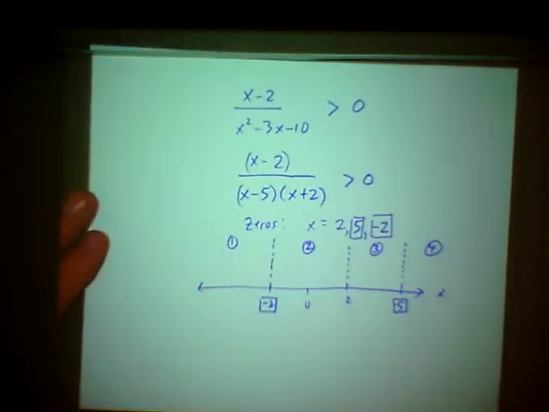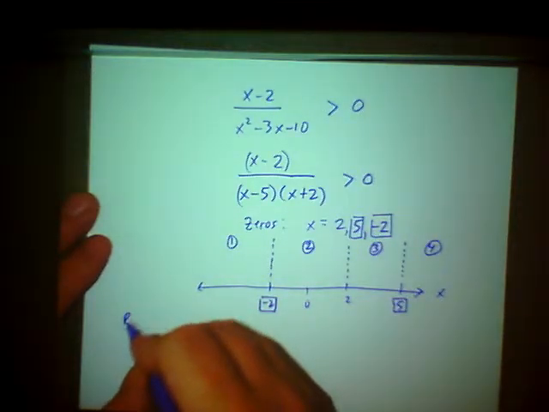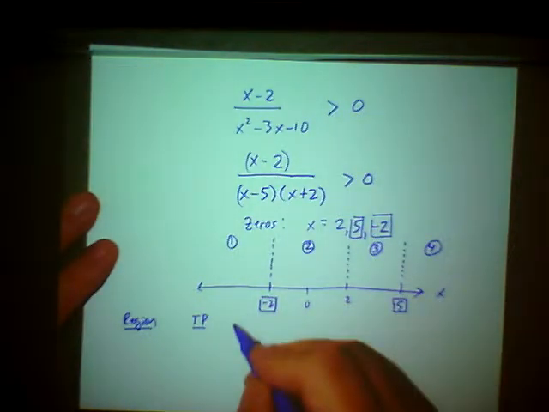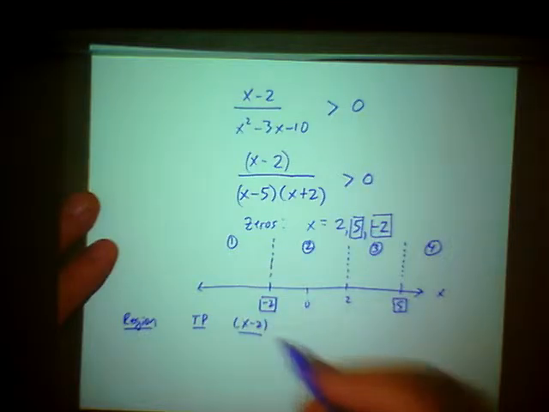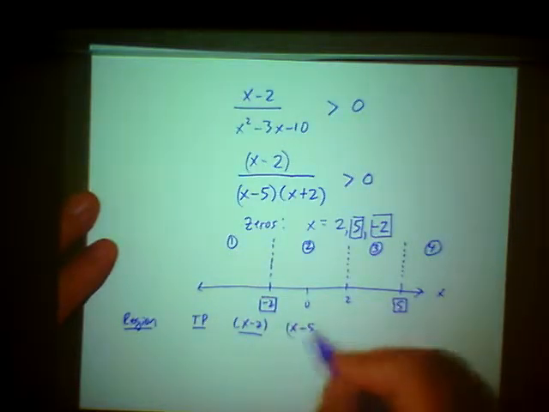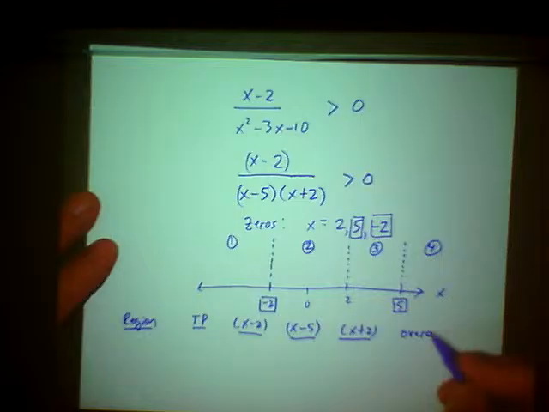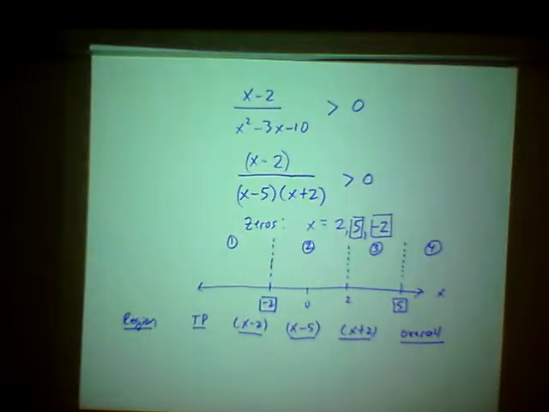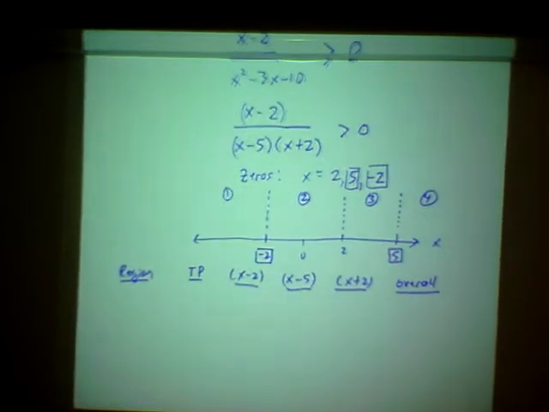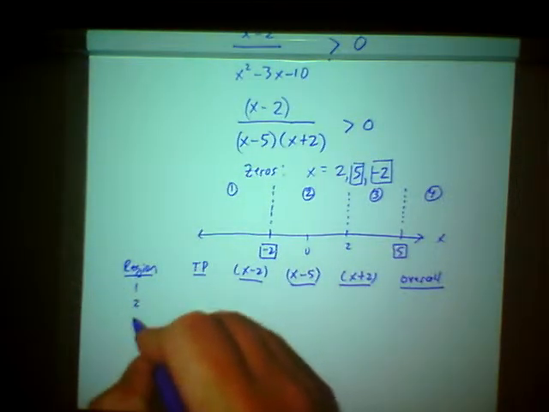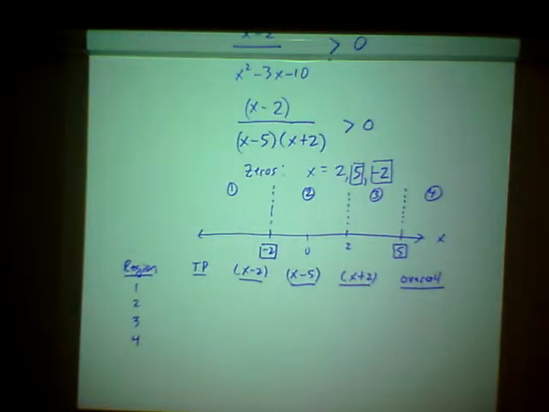So I do my normal sign chart. Region, test point. Now I list my 3 factors. x minus 2, x minus 5, x plus 2, and the overall. And now I need to go ahead. Here's my 4 regions. Choose a test point for each region.